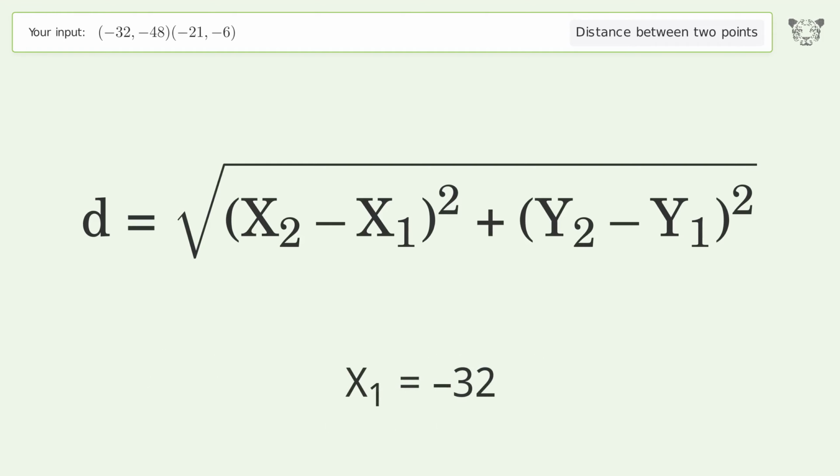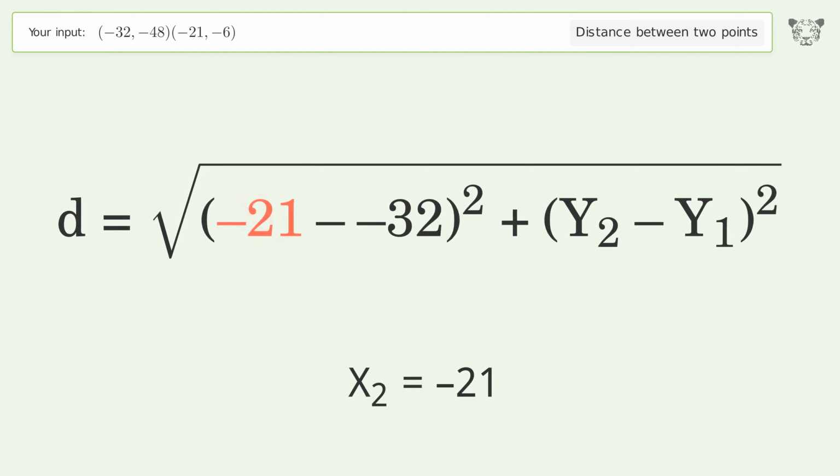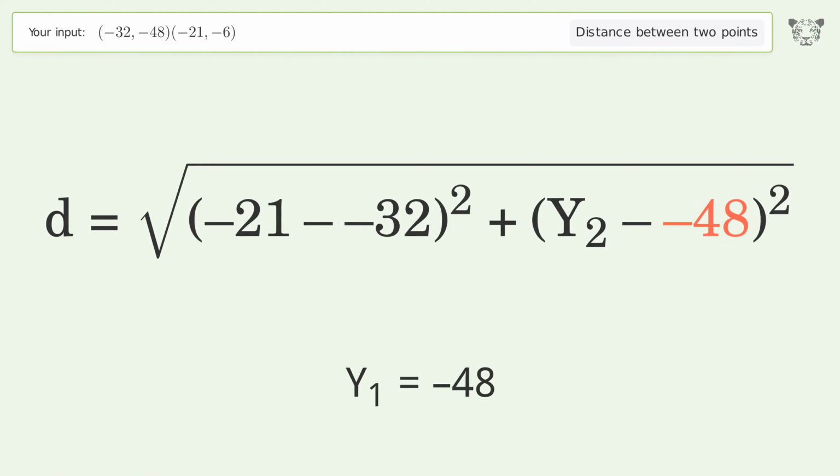x1 equals -32. x2 equals -21. y1 equals -48. y2 equals -6.